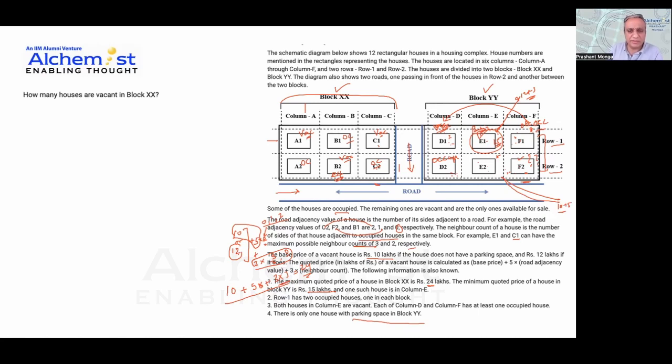How many houses are vacant in block X? In block X, I have one vacant, two, and three. So I have three vacant. So the answer is three for this. Okay, let's look at the next question.